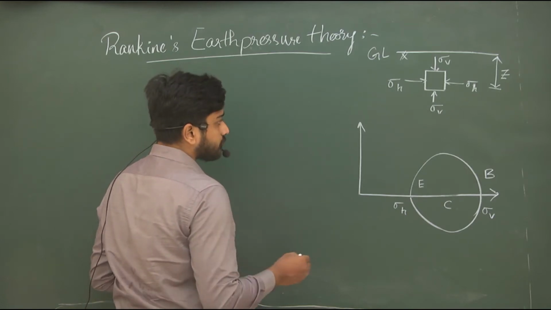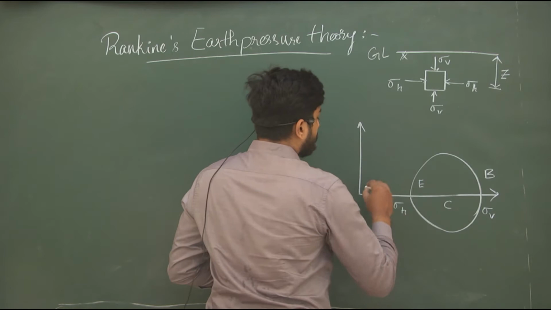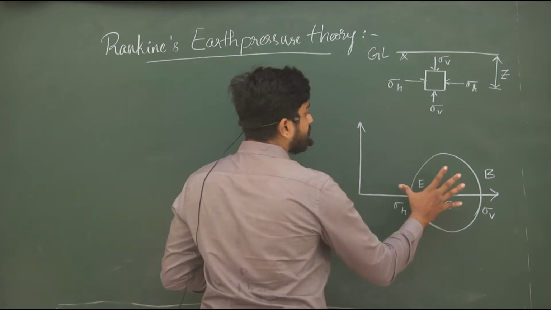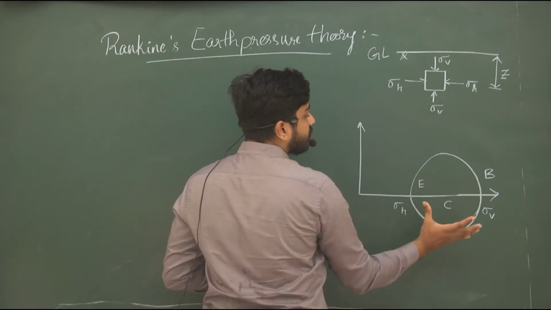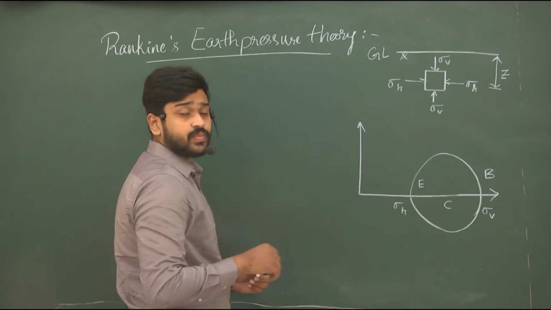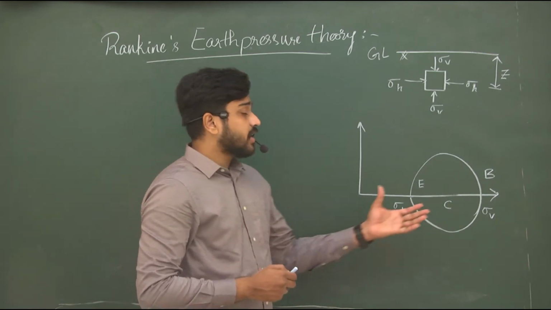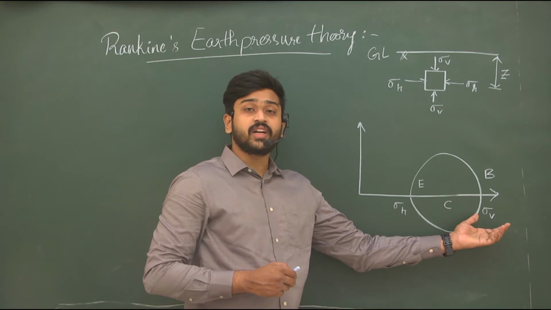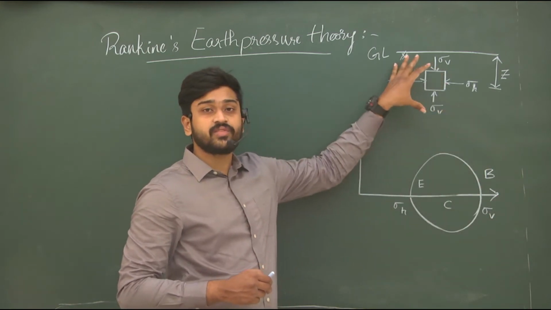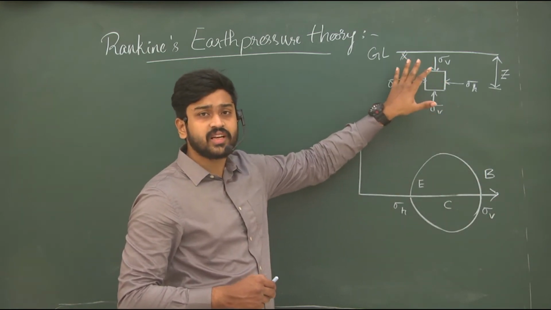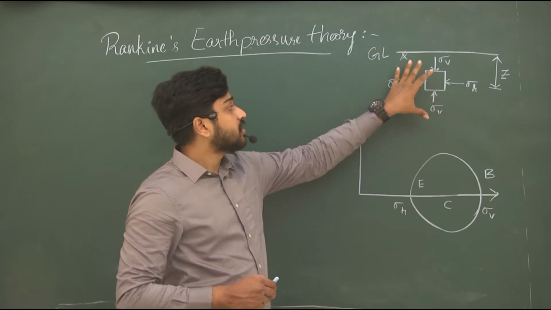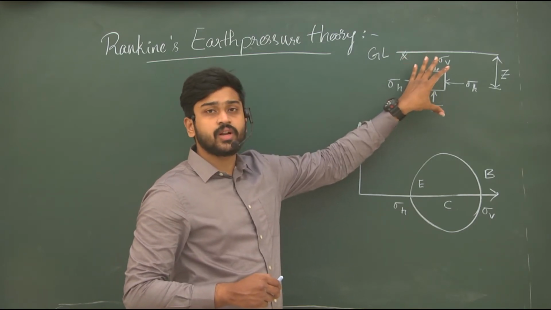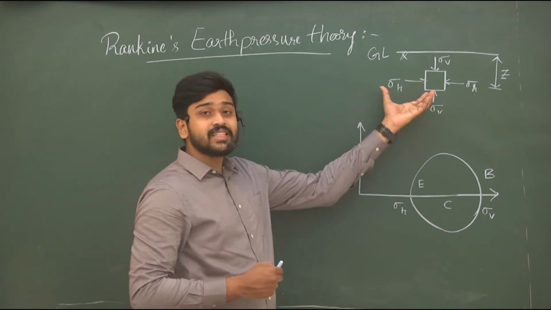So now, let us say for this particular point, this element considered, we have got the Mohr circle in this manner. If you keep the vertical stress constant, let us say the vertical stress is constant, that means this is at rest condition. So let us keep the vertical stress constant now.